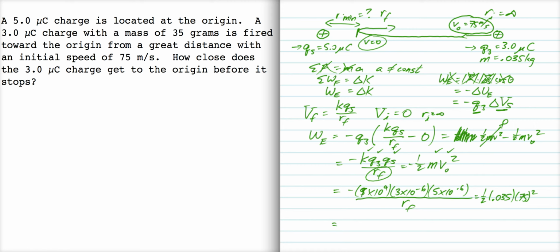Okay, so that's minus 0.135 over RF is equal to minus 98.44. And that gives me RF is equal to 1.4 times 10 to the minus 3 meters. Or 1.4 millimeters. Here's my minimum distance.